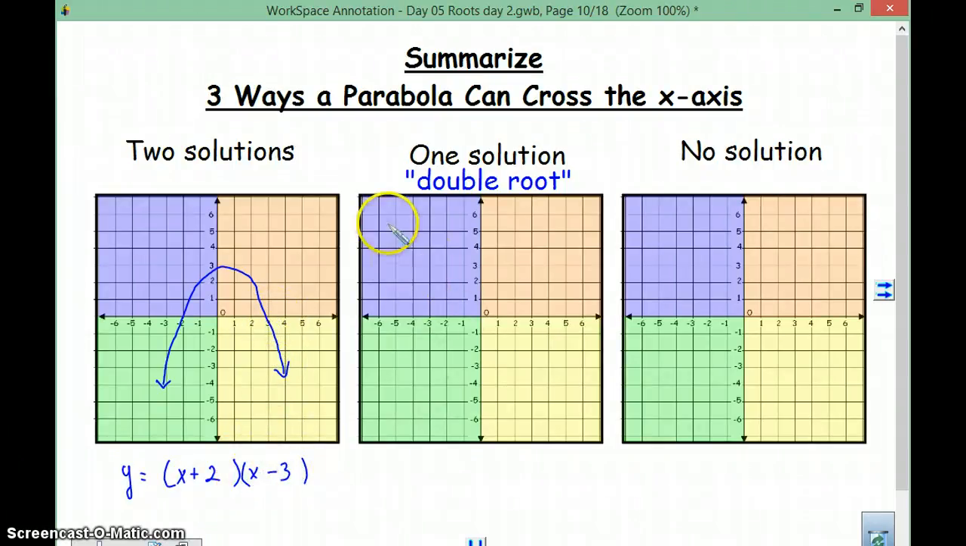Okay, can you draw one that has a double root? One solution. Right there. That's a quadratic equation with one solution at x equals -3. Can you draw one with no solutions? Right here. Yes.